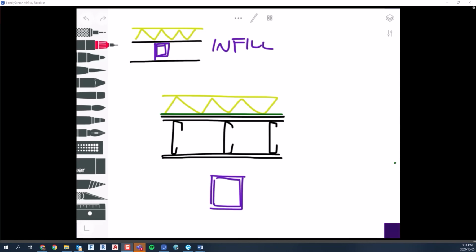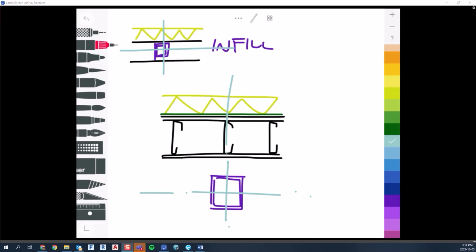I forgot to draw the grids on our previous one. So the grids in this case would be centered in the wall stud, something like that, and that'd be your grids basically. So in this case, your grids are here and here. And now the discussion becomes, okay, well, what should that dimension be right there?